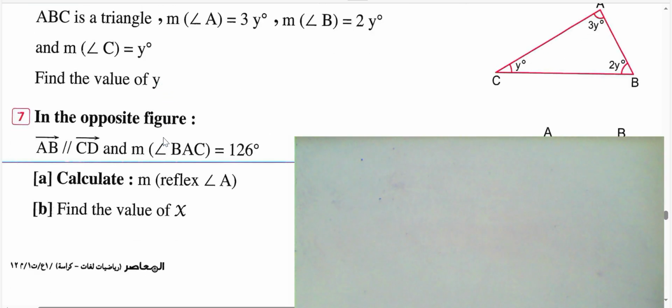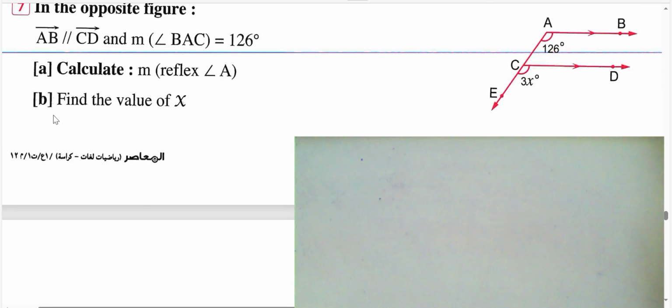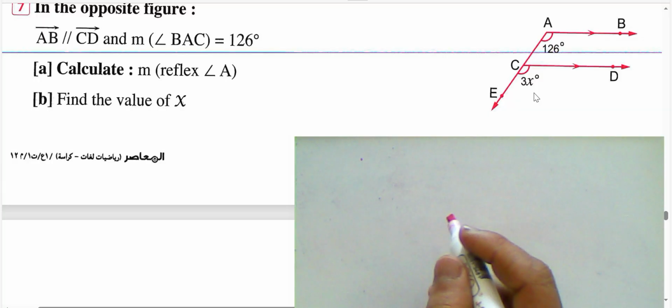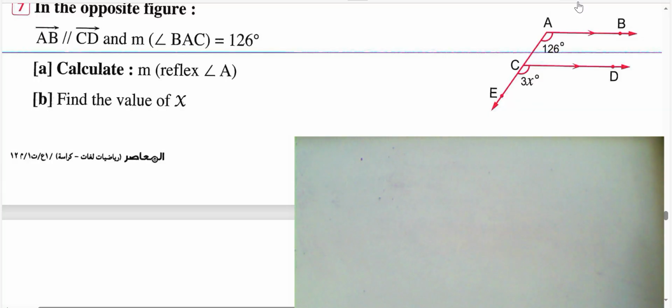Next question. In the opposite figure, we have two parallel straight lines, and the measure of angle E equal measure of angle C. We call them corresponding angles. And the measure of angle X equal 126 divided by 3. Okay, understood. He wants to find what? Calculate the reflex of angle E first. We can find reflex angle E: 360 subtracted by 126.